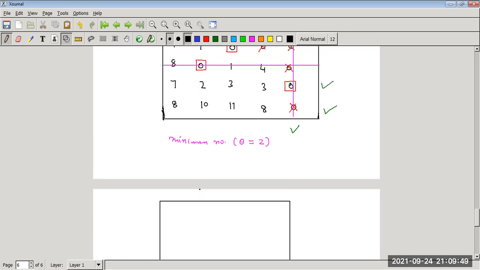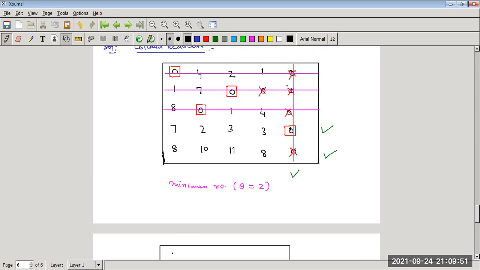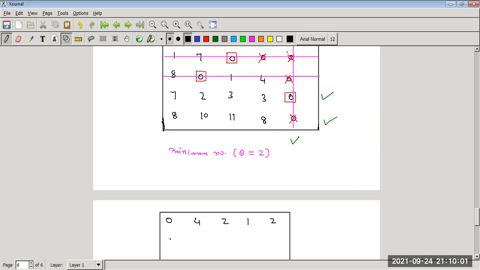0 remains 0, 4 remains 4, 2 remains 2, 1 remains 1, 0 becomes 2 because 2 lines are passing through it. Now 1 remains 1, 7 remains 7, 0 remains 0, 0 remains 0, this 0 becomes 2. Now 8 remains 8, 0 remains 0, 1 remains 1, 4 remains 4, and this 0 becomes 2.